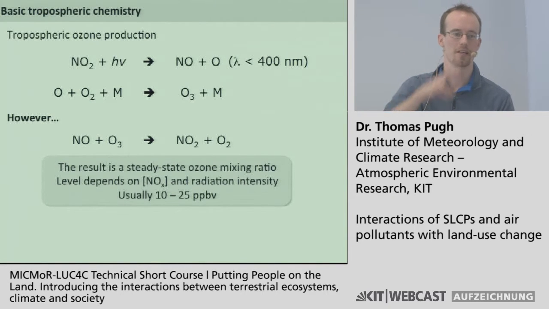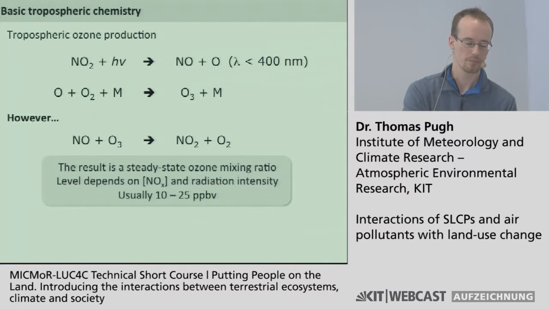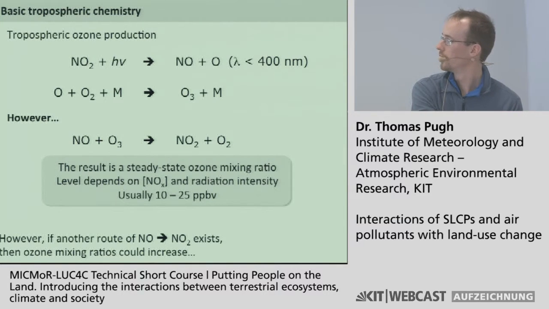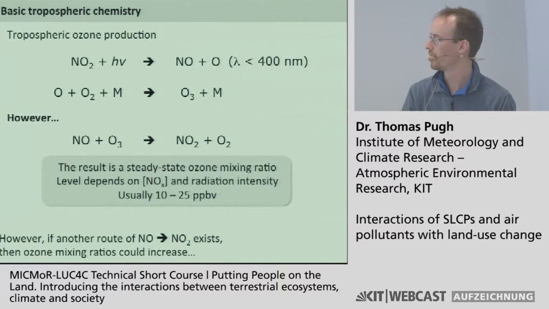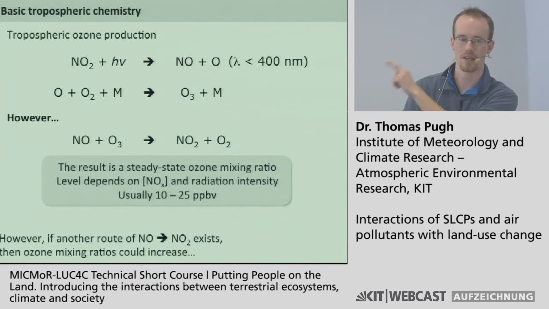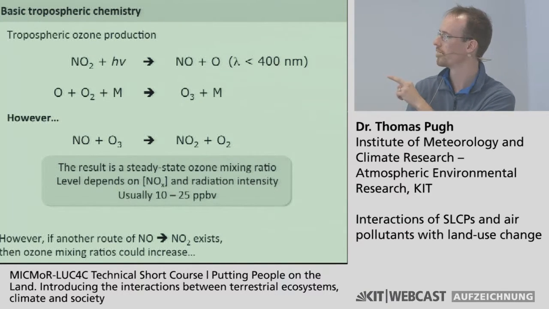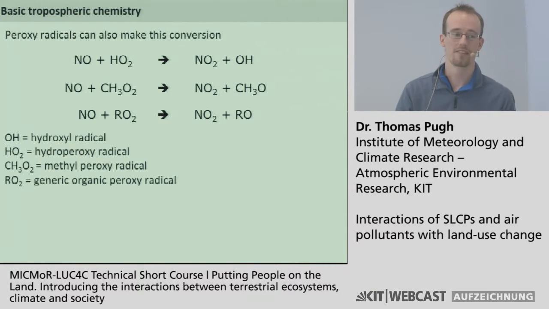So what you have here is, on its own, a kind of closed cycle, which gives you a steady state ozone concentration, which depends on the amount of NOx you have in the atmosphere and the amount of solar irradiation you have. And this is usually something around 10 to 25 parts per billion. So really it's well within the levels we'd consider safe and background. But if we have another route that transforms NO into NO2 as well as that reaction with ozone, then maybe these ozone mixing ratios could start to increase, because instead of that NO reacting with ozone, it's reacting with something else. And that's exactly what we do have in reality.